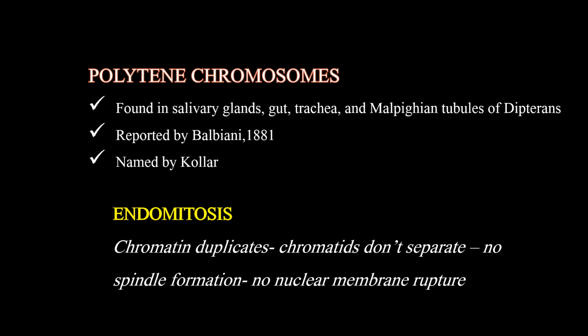These chromosomes are many times larger than the normal chromosomes, so that they can be approximately 200 micrometer in length, and we can even visualize them under a compound microscope. So how are these chromosomes formed?